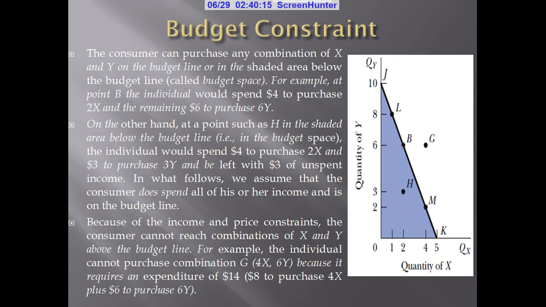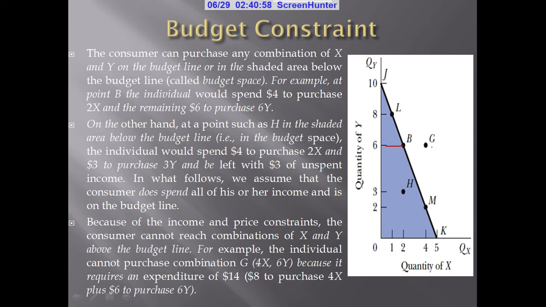For example, let's take point B. The individual is consuming 6 units of Y, meaning spending $6 on the consumption of Y, and consuming 2 units of commodity X, meaning spending $4 on the consumption of commodity X. Then 6 plus 4 equals 10. The total income equals 10, meaning the individual is exhausting all of his income on X and Y by purchasing 6 units of commodity Y and 2 units of commodity X at the given prices.